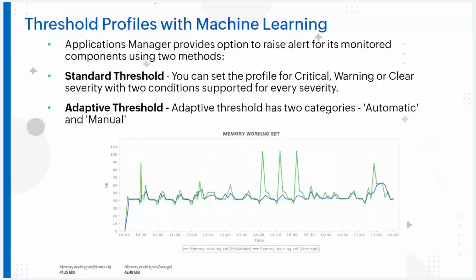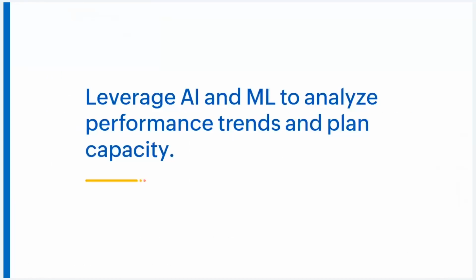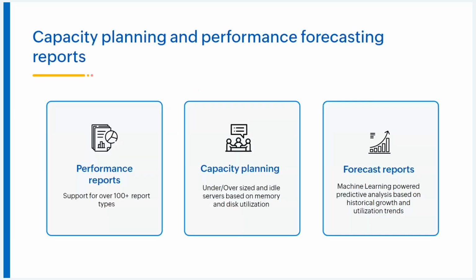So you'll be setting a baseline for that manual threshold profile. When it crosses that, it will trigger an alert for the respective attribute in the Applications Manager. So these are the few threshold profiles that we have in Applications Manager. And when it comes to reports, how will the AI and ML based solution help us?